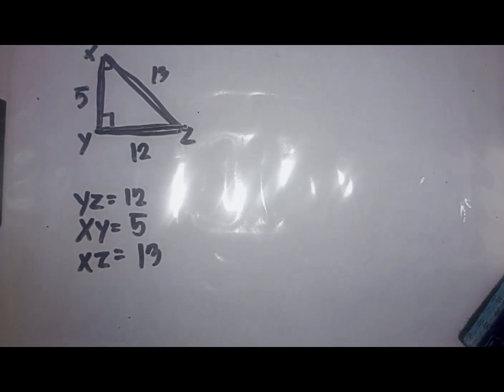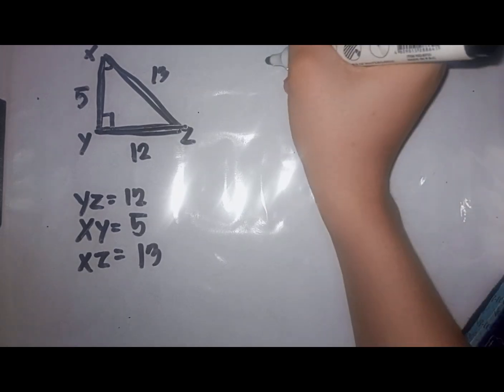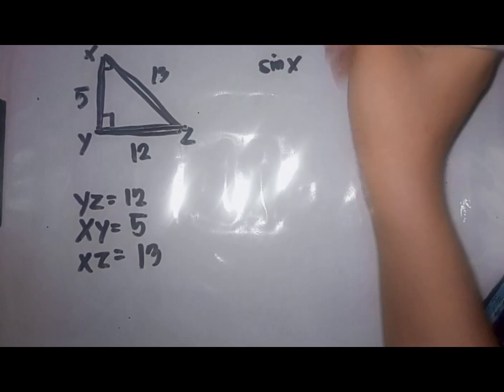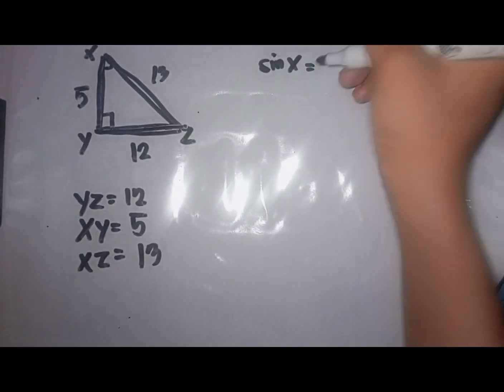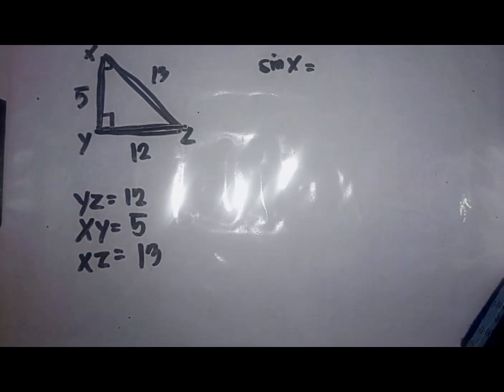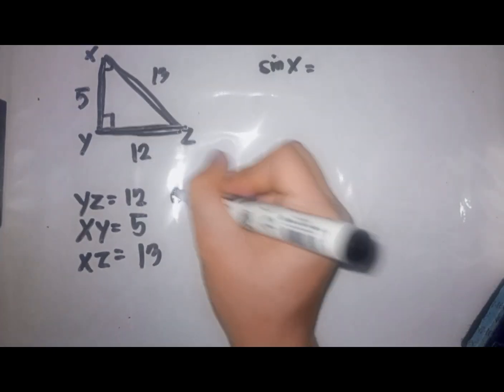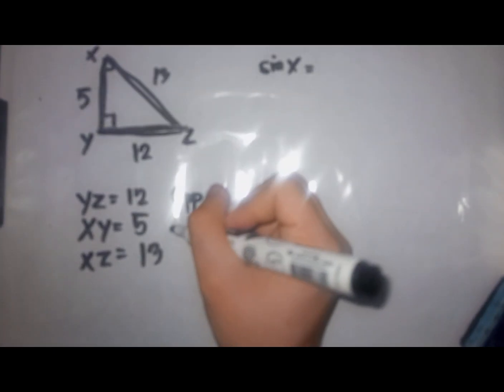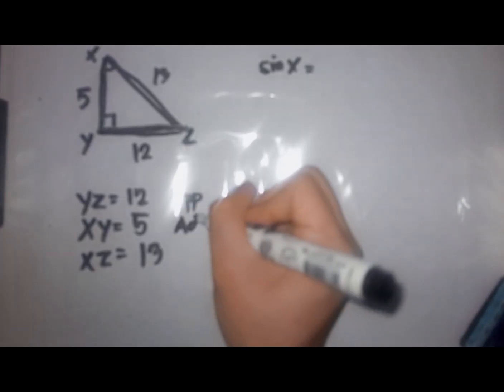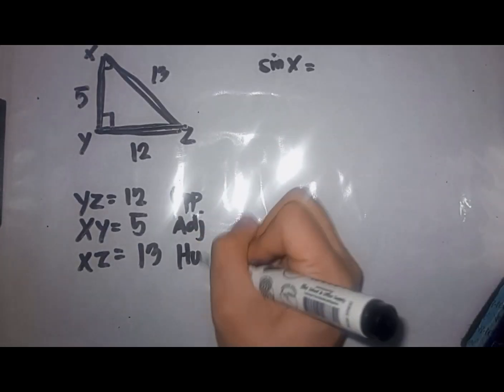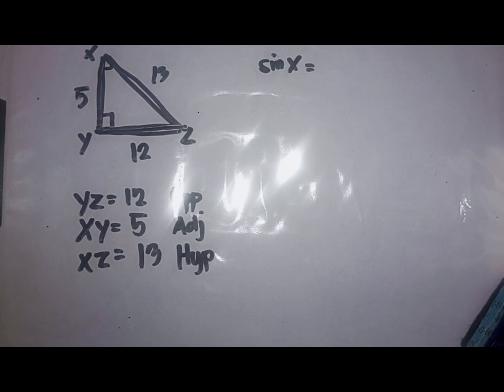So now, let's find all the 6 trigonometric ratios for angle X. So the primary ratios, which is the SOH CAH TOA. So sine X is equal to opposite over hypotenuse. So now, this is the opposite. This is the adjacent. This is the hypotenuse. Okay.